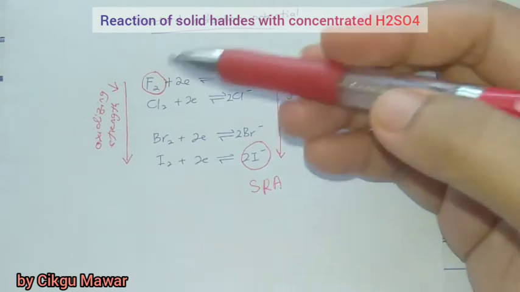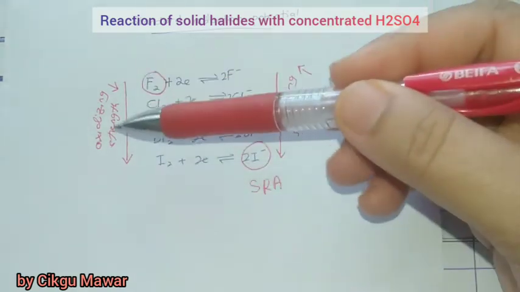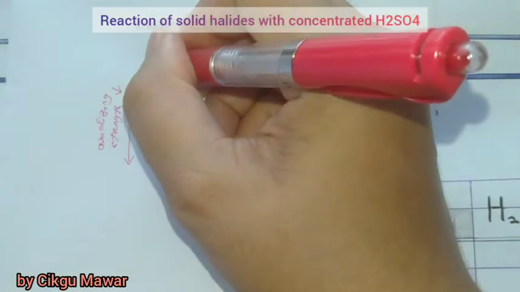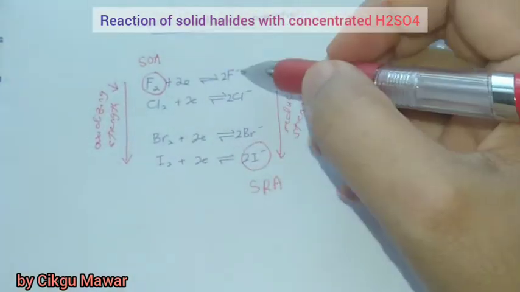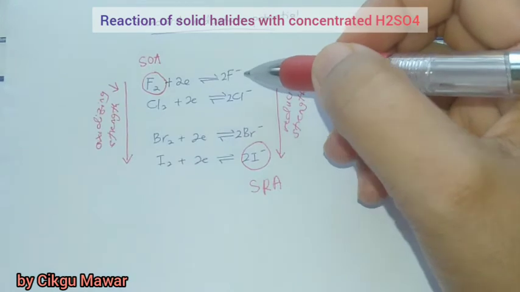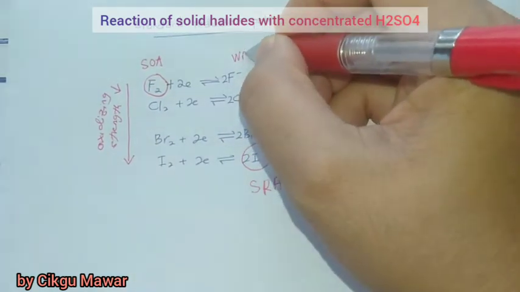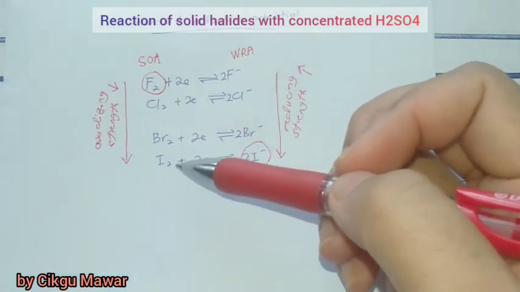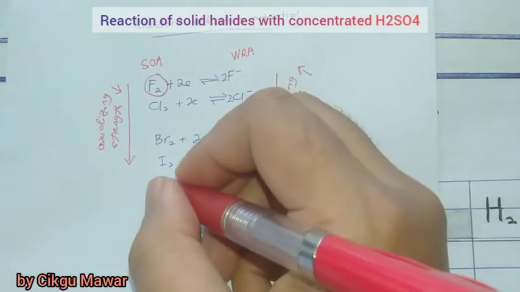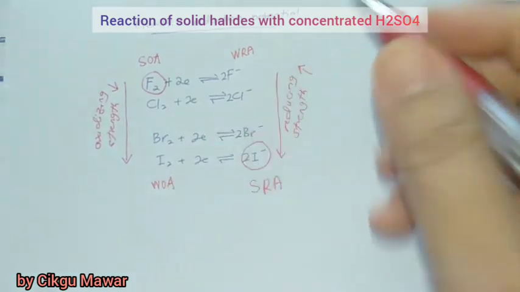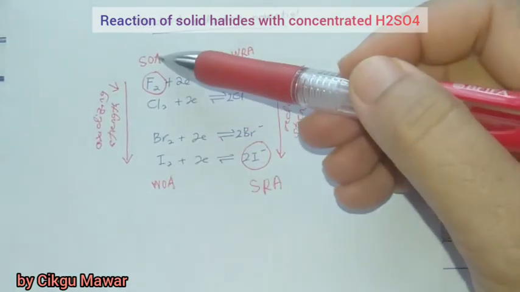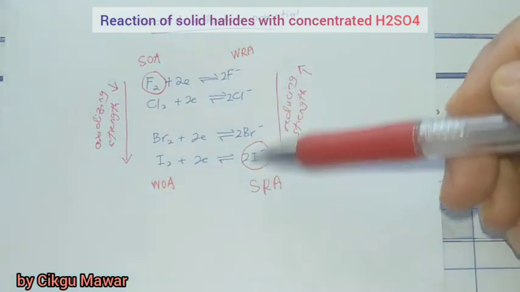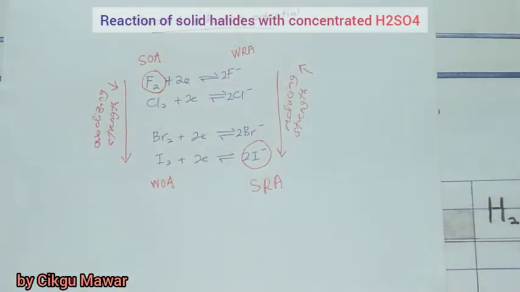For all the reactants, fluorine is a stronger oxidizing agent, hence its fluoride ion is a weaker reducing agent. The same goes for iodine. Iodine is a weaker oxidizing agent. So all the reactants will act as oxidizing agents, and all the products, which are the halide ions, will act as reducing agents.